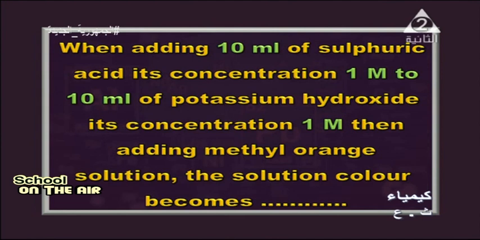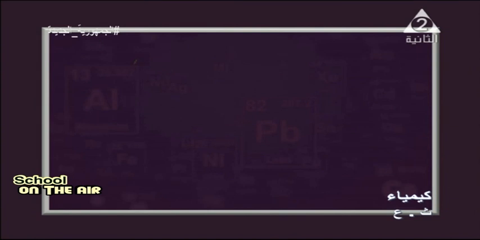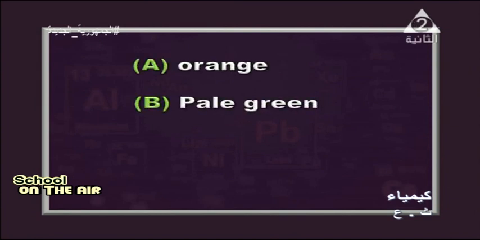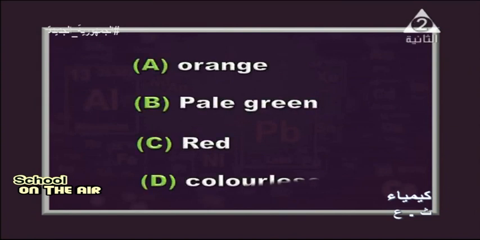But sulfuric acid ionizes, giving twice the number of hydrogen ions than the number of hydroxide ions produced from potassium hydroxide. So the solution will be acidic as there is greater concentration of positive hydrogen ion. So the methyl orange must turn red. If you look at the choices here, orange, pale green, red, colorless, the right answer will be red.